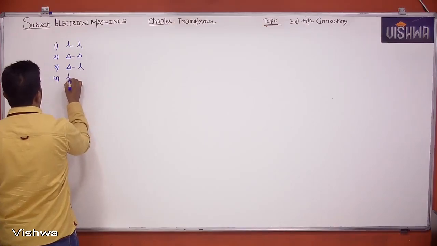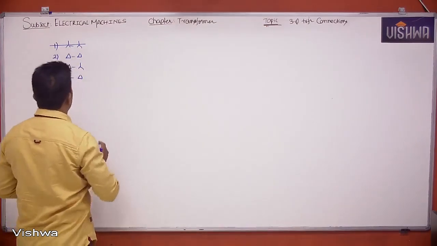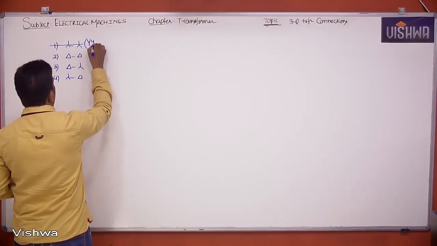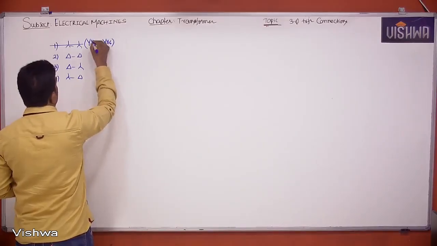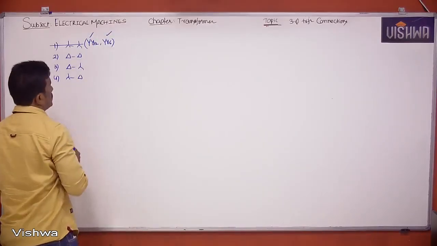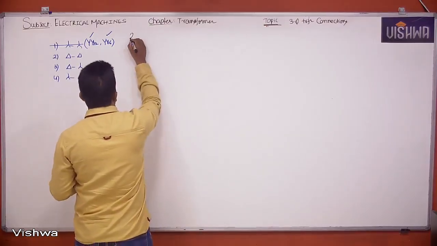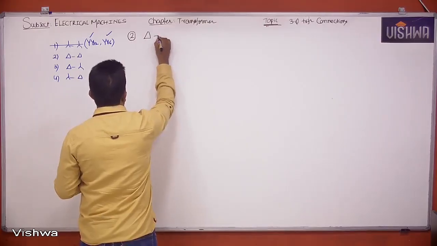Fourth one, star-delta. And we explained about the star-star connection also. In star-star we got Y12 and Y6. These are the two connections we got in a star-star connection. Now let me go for the second connection, nothing but delta.